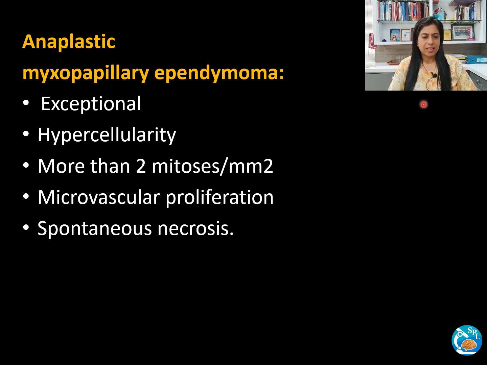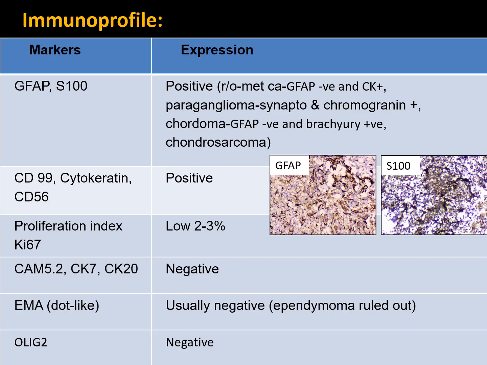This is an exceptional entity and the tumor exhibits hypercellularity. The mitotic activity is increased. There is presence of microvascular proliferation and spontaneous necrosis. Immunohistochemistry reveals GFAP and S100 positivity. Now it is important to distinguish this tumor from metastatic carcinoma, which are GFAP negative and cytokeratin positive.